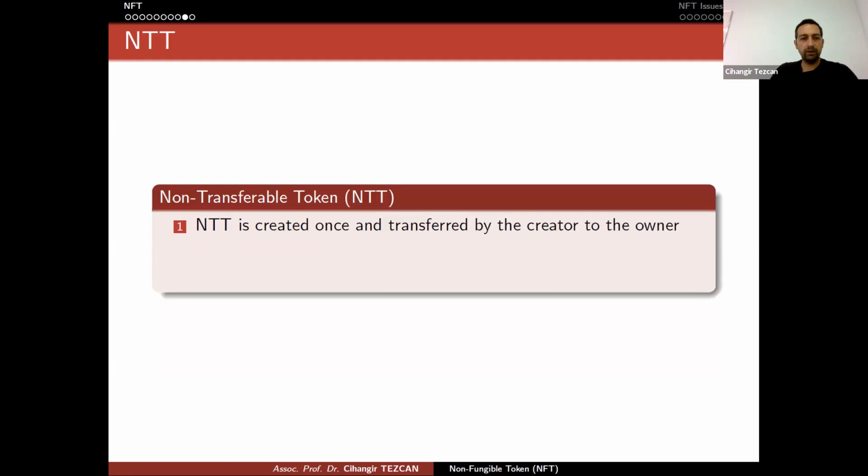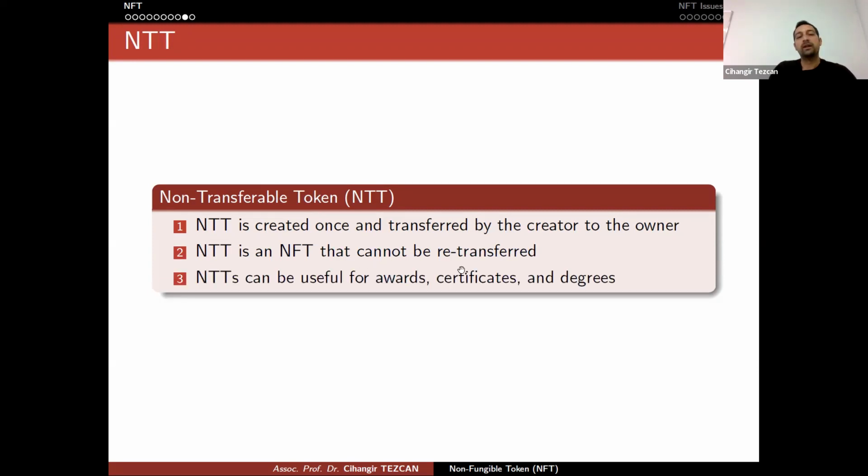Currently another topic is becoming famous. This is called a non-transferable token, NTT, instead of NFT. So an NTT is created once and transferred by the creator to the owner. And an NTT is an NFT that cannot be retransferred. So NTTs can be useful for awards, certificates, and degrees. Think about it like this. You create a digital asset and say that this person is the owner of it, and it cannot be transferred to somebody else.